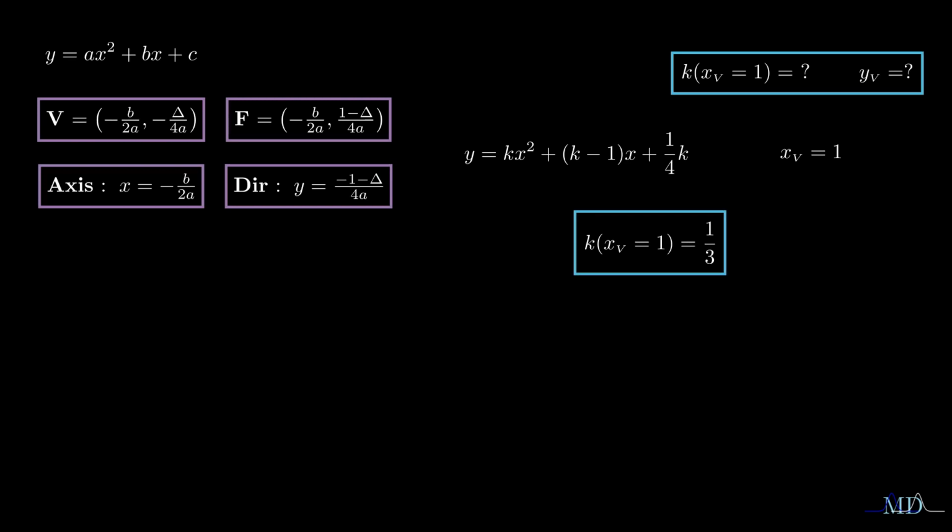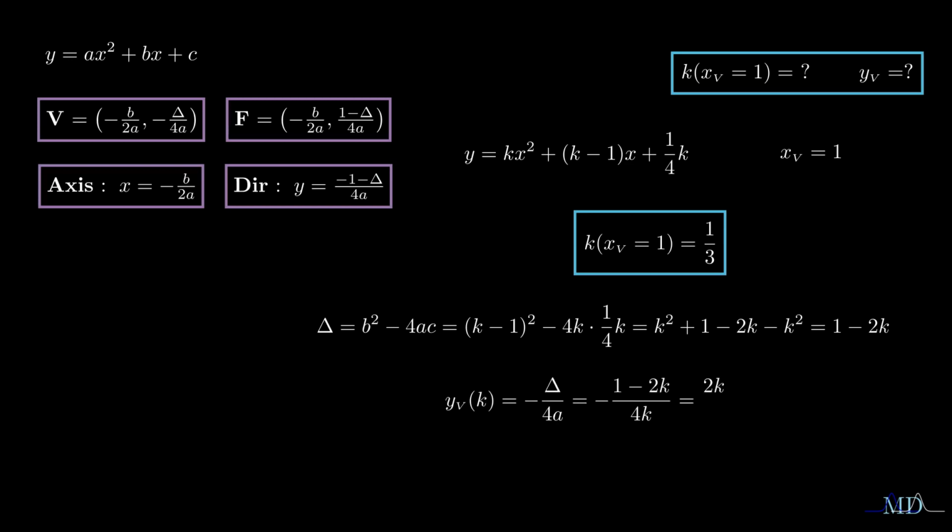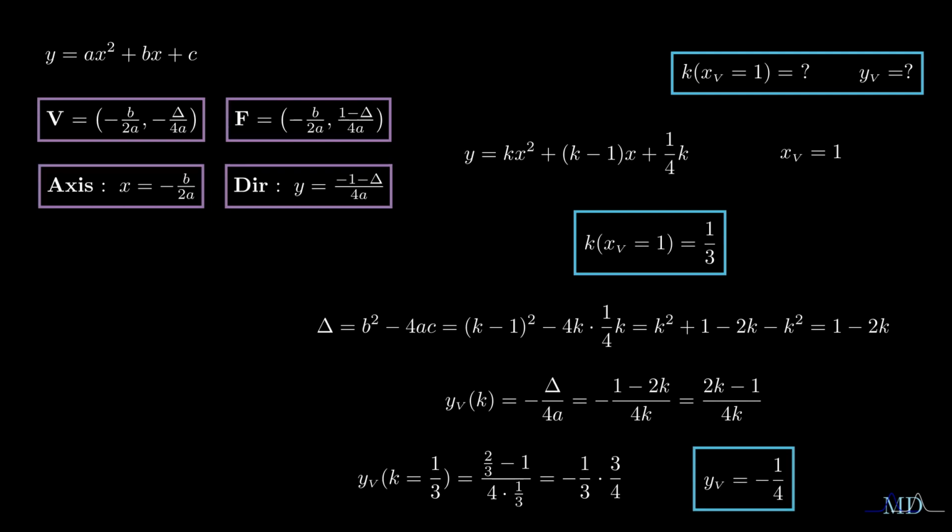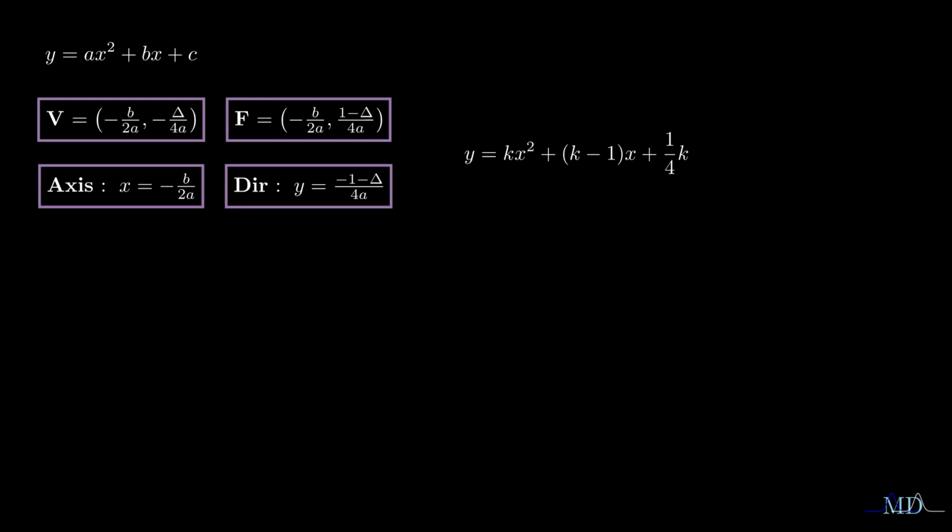Now we want to calculate the value of the ordinate of the vertex. We calculate delta as a function of k. Then the ordinate that is equal to minus delta over 4 times a. Eventually we substitute k equals 1/3, and we get yv equals minus 1/4. We haven't finished yet.